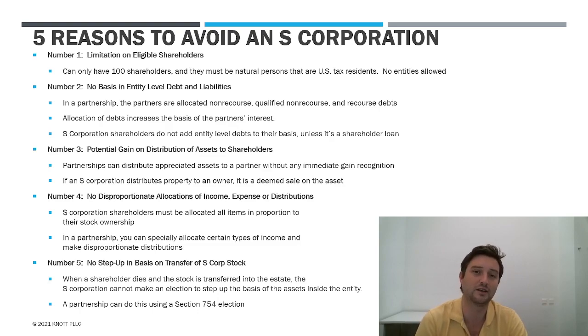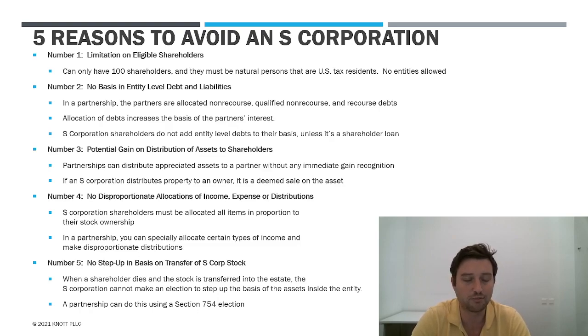But of course, that's got to be debt that you provide to the company. It can't be third-party debt. So if the company goes out and borrows money from a bank, those liabilities are not allocated to you as a shareholder. So that's very, very important, is you get no basis in third-party debts. The third big one is the gain on distribution of assets.